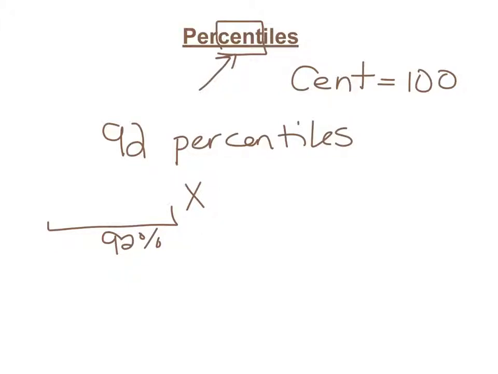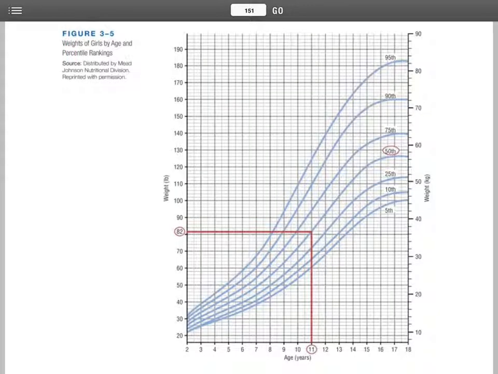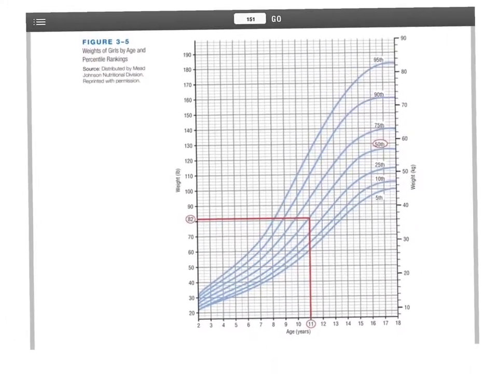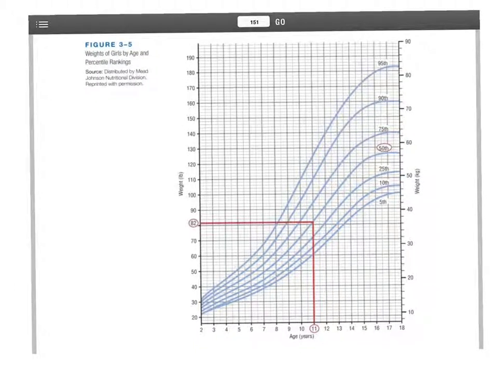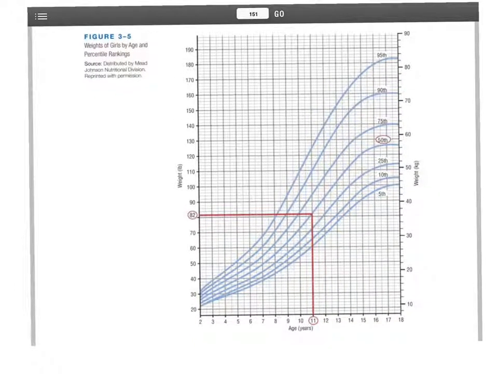Oftentimes when kids go to the doctor, the doctor shows them a chart that looks like this. You will notice that on this chart, they are reading percents. They are looking at what percent a student falls in based on their age and their weight. So, for example, this is for girls' weights. Suppose that when I was 13 years old, I weighed 95 pounds. What percentile would I be in?